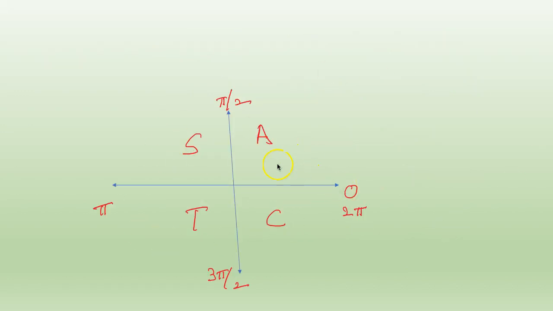We make use of the earlier property with 0, pi by 2, pi, 3 pi by 2 and 2 pi. In the first quadrant all are positive, in the second quadrant sin is positive, in the third quadrant tan is positive, in the fourth quadrant cos is positive. So sin of pi minus A will be in this quadrant, that is sin A.